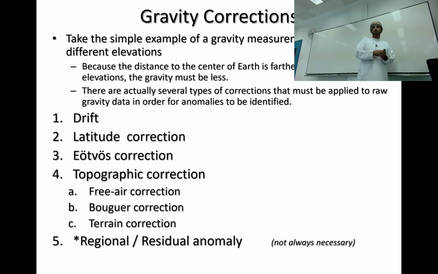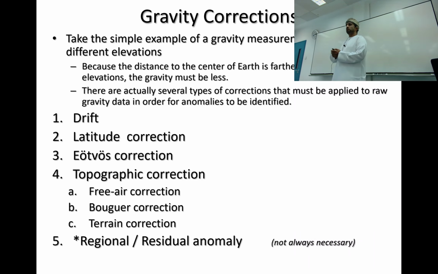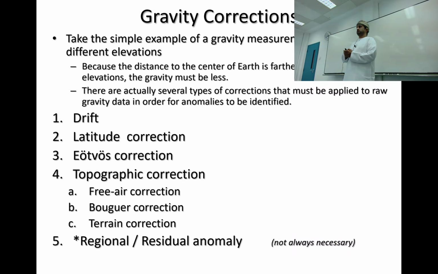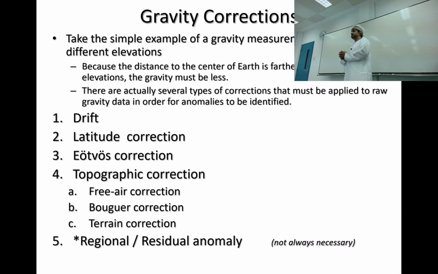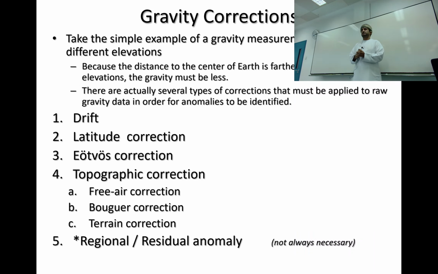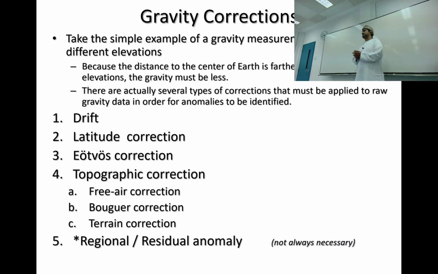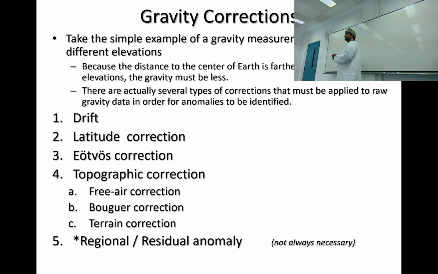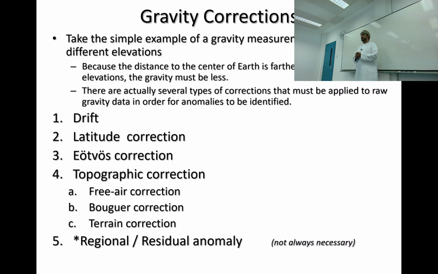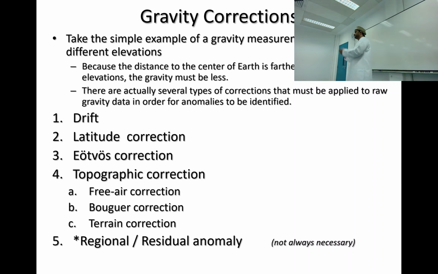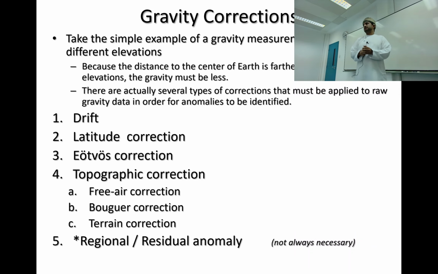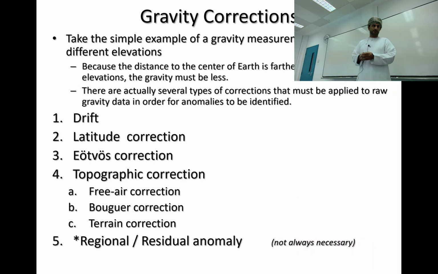The second one is latitude correction. Latitude is خط الطول ولا العرض؟ Yes. خط العرض. So what's the largest latitude and the smallest latitude? What is the smallest latitude? Minus 90. Oh, come on. What is the largest latitude? 90. South Pole and North Pole. The equator, what latitude is it? 0. So this is the basic information.